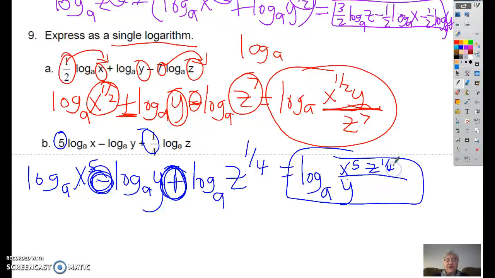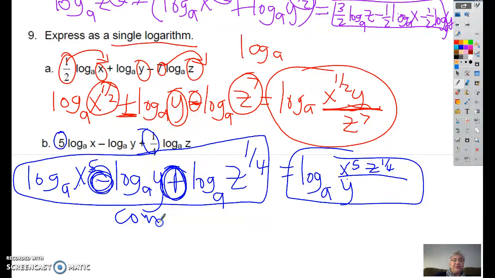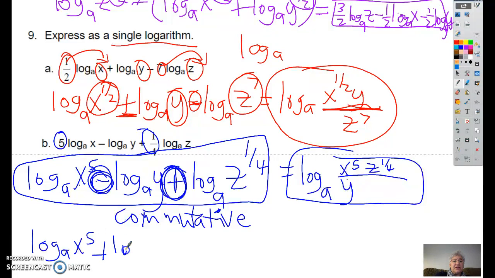Now, if this is confusing to you, you can rearrange this by the commutative property. Commutative property means you can move your additions around, not so much your subtractions sometimes, in order to change the order that your addition and subtraction is done. So for example, log base a of x to the 5th plus log base a of z to the 1/4 minus log base a of y.